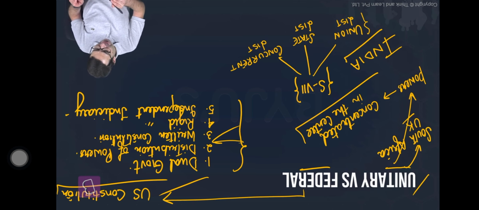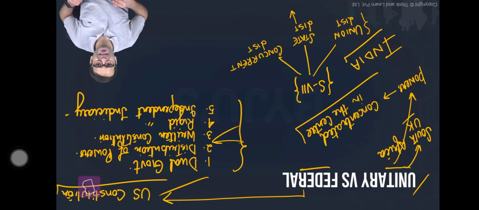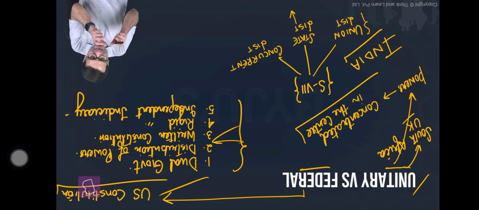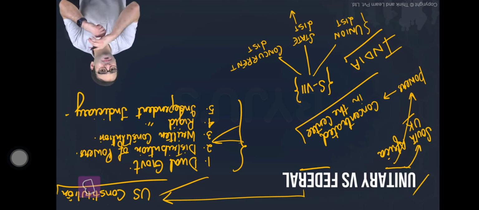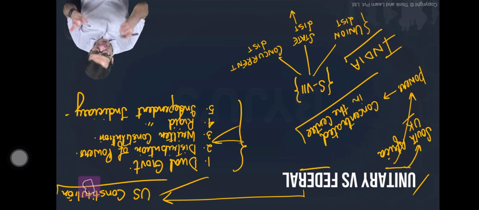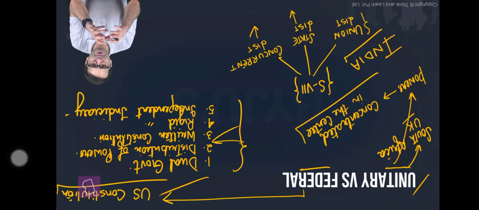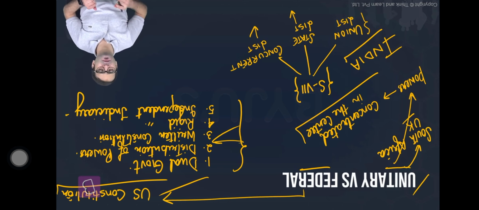Then there are matters mentioned in the state list. For example, law and order, land, police, agriculture, gambling. Who has the power to make laws on these subjects? State legislative assemblies. Then there are some items mentioned in the concurrent list. For example, marriage and divorce, education. On all these matters, who has the power to make law? Both parliament as well as states.